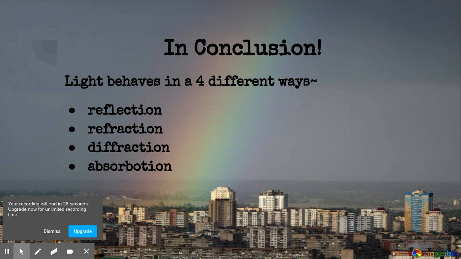Light waves. Let's assume they are indeed waves for now. They behave in four particularly interesting and useful ways that we describe as reflection, refraction, diffraction, and absorption. And let's face it, without it, where would we be? We would be in the dark.